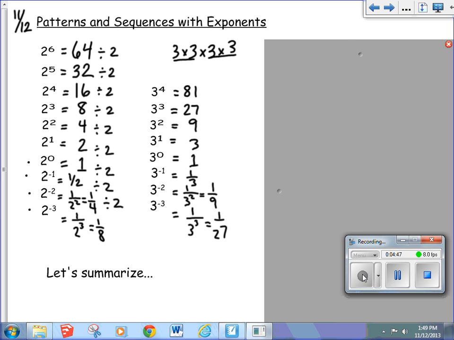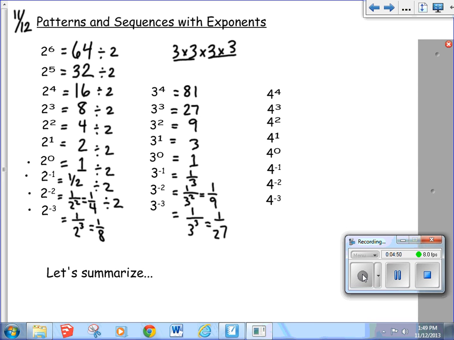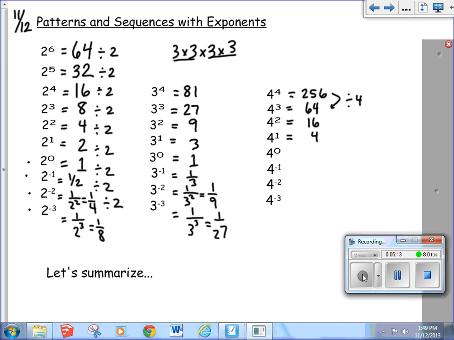And then we went one further to make sure that they really had it, and we looked at 4's. Partners work together to find 4 to the 4th is 256. 4 to the 3rd is 64. 4 to the second is 16. 4 to the first is 4. The pattern here this time is dividing by, that's right, 4.